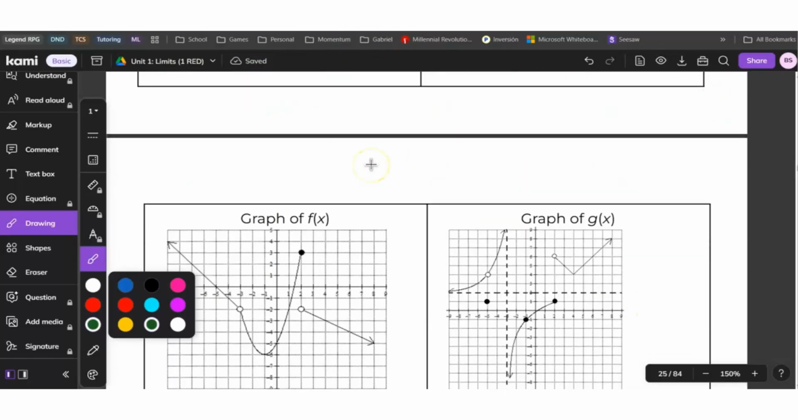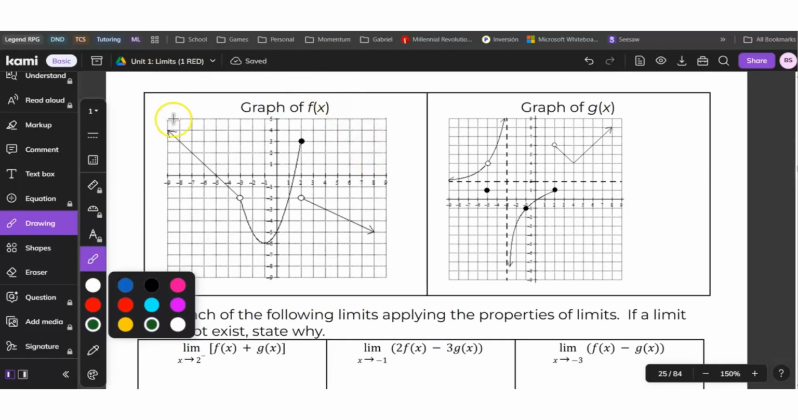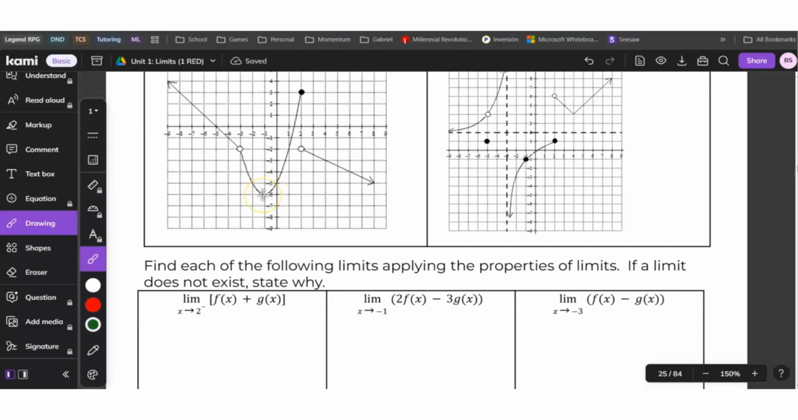All right, so let's do some more examples here. This time, instead of me telling you the limit of f of x as x approaches a is a number, we're going to have to look it up. So we have to practice what we've already done and use it with the properties. So we have the limit as x approaches 2 from the left of f and g. Let's do f first here. So we're approaching 2 from the left, which means I'm going to be approaching it from here, and it's getting to 3.